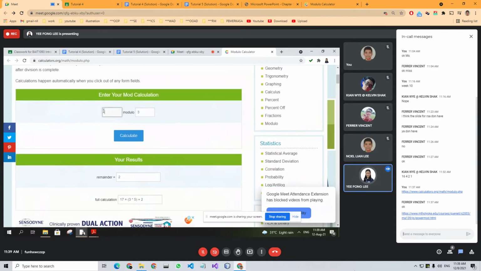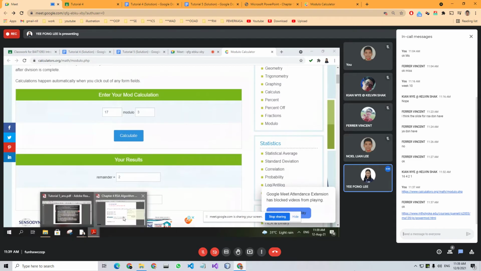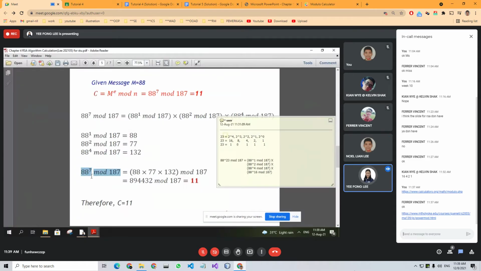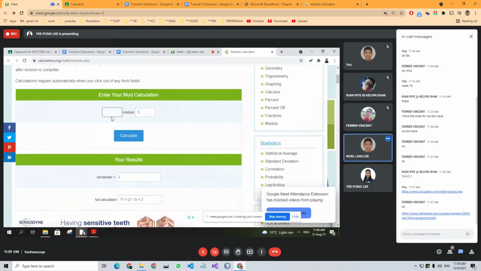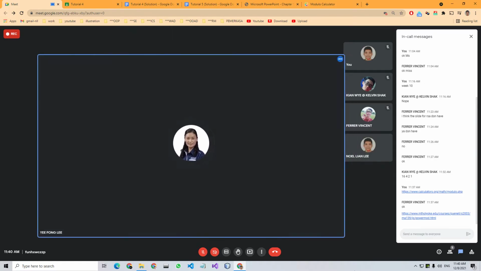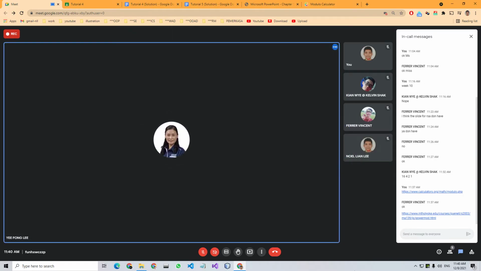What is the first digit you will place in there? 88, 88 power 7. So 88 modular 7, like this. I'm not sure if you can see my screen. Let me stop presenting. One more time.